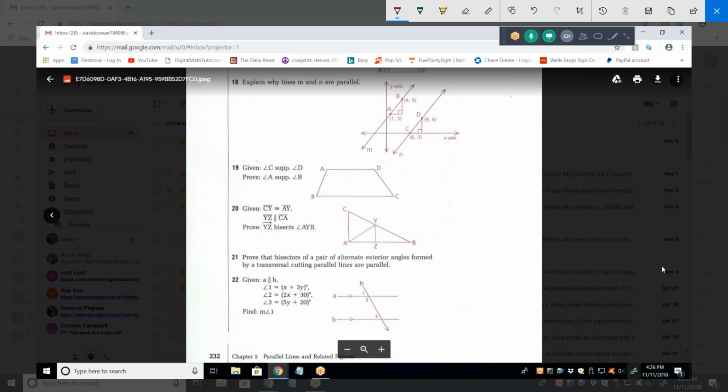The only thing I would have done differently from what you did was you made these two supplementary, which is big numbers. I would have made 1 and 2 supplementary because it's smaller numbers. So let's do that and see if we get anything different. So x plus 3y, that's angle 1, plus 2x plus 30, that's angle 2. That has to be 180.